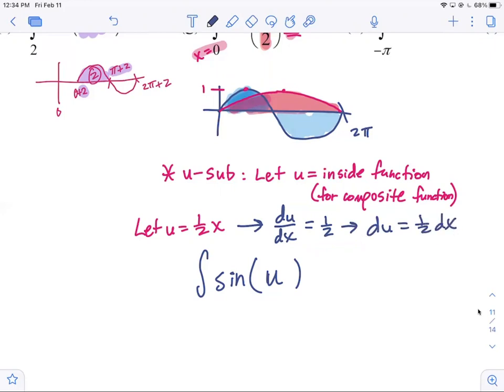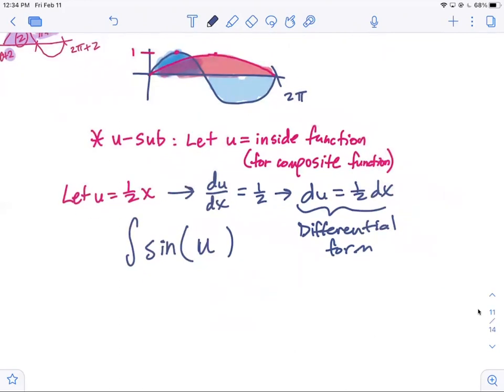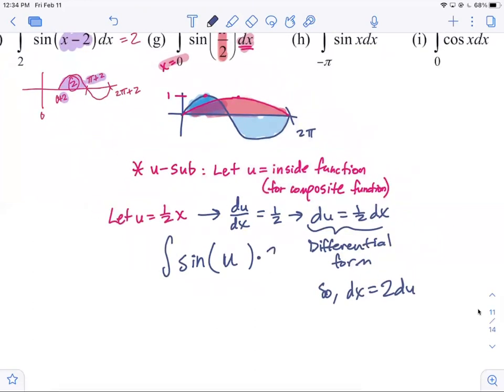This, remember, is what we called in 3.7 differential form. You could have gone straight to that, du equals 1/2 dx, or take the derivative in Leibniz notation and multiply both sides by dx. I can solve that for dx now, right? So what does that mean? That means dx equals 2 du. So let's replace that. On the back end here, my dx becomes 2 du.